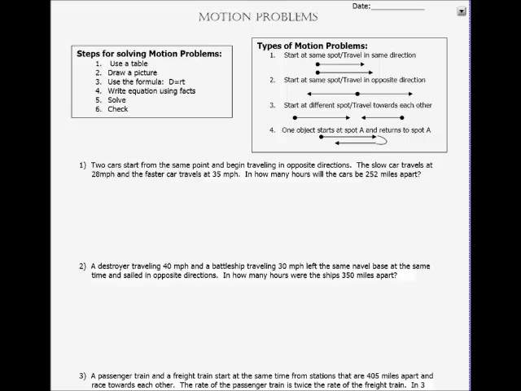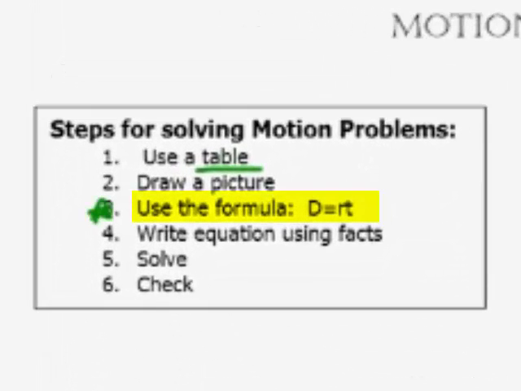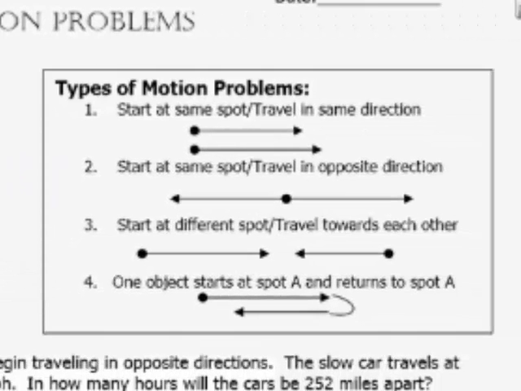The method I'm going to show you is to use a table. And you might draw a picture, but we will be using this formula and we'll be writing equations, solving, and checking. So there are 4 different types of motion problems.